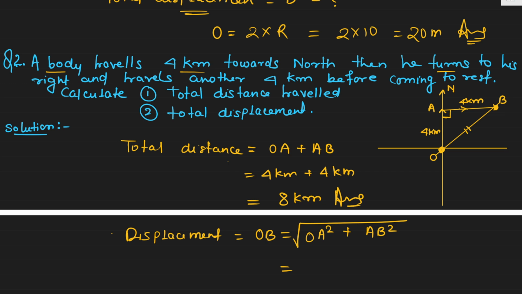So here it is, under root 4 square plus 4 square. So this will be 16 plus 16, that is 32, which means under root 32 is equal to how much?